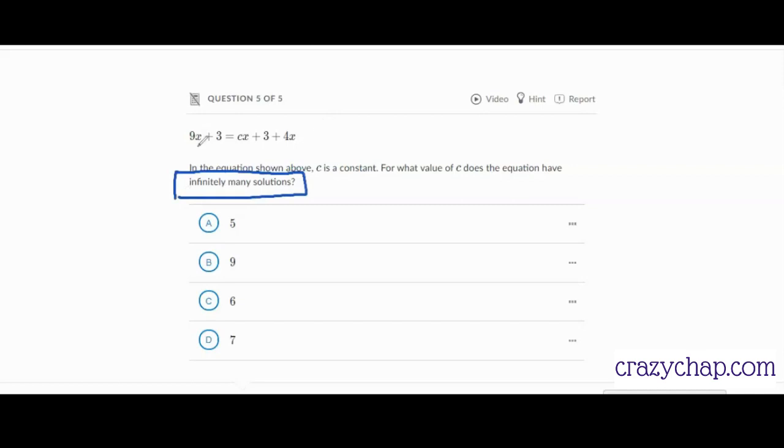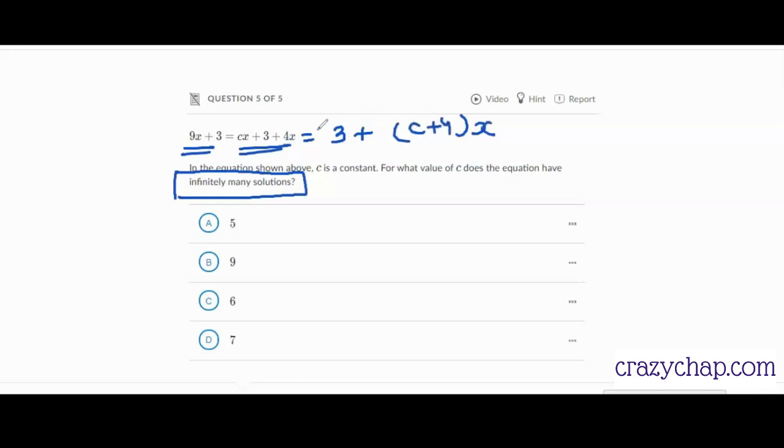So what I'm doing is, I'm not disturbing the left side, keeping it as it is. On the right side, we have cx plus 4x plus 3. I'm keeping plus 3 as plus 3, and for cx and 4x, I'm taking x common. So we are left with c plus 4.